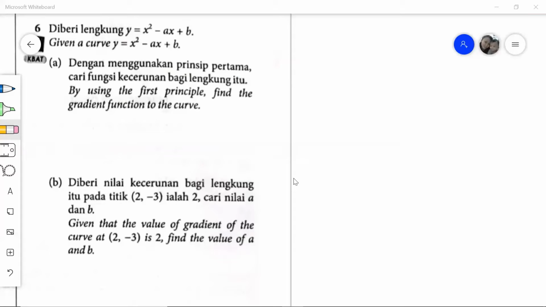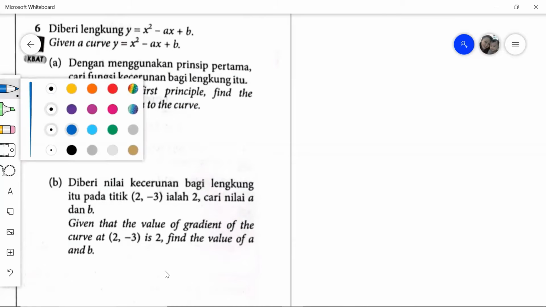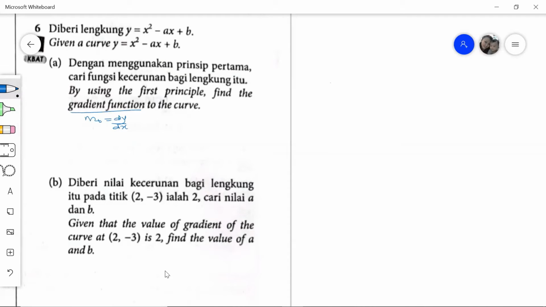Hi everyone, this is question number 6 in chapter 2. Given a curve y equals x squared minus ax plus b, and by using the first principle, we have to find the gradient function. The gradient function is m_t, which is dy by dx. So we have to find the gradient function dy/dx.